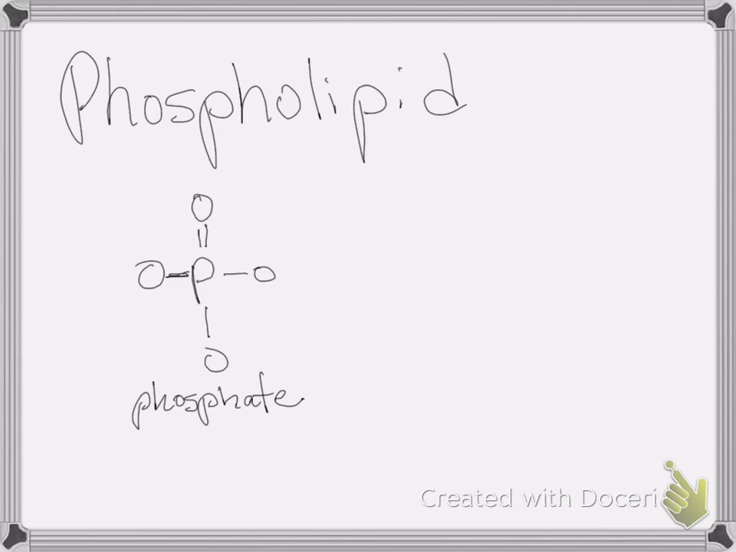How many bonds does phosphorus make? Does everybody see 5? Yeah. Where's phosphorus on our periodic table? It's right below nitrogen. How many bonds do you want it to make?